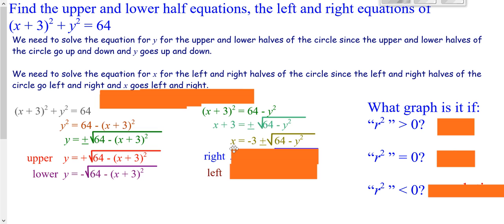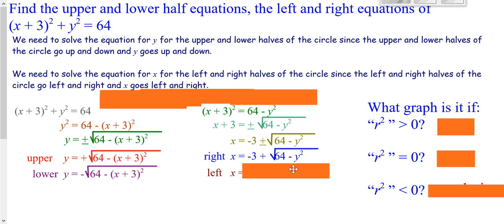Now, I'm looking for left and right. Right goes in the positive direction of the x's, so that's going to be the positive root, so it's going to be negative 3 plus our root. Left is going in the negative direction of the x's, so that's the negative root, so negative 3 minus our root. So just be aware of that.